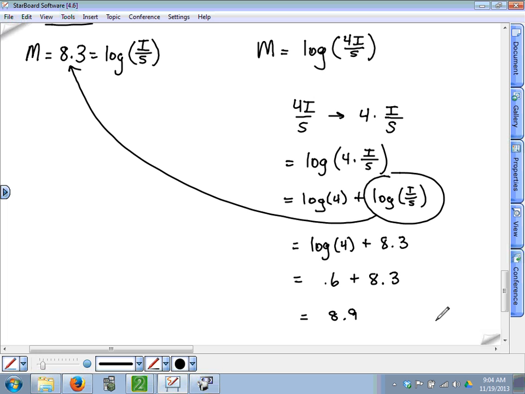Yeah? Wait, why don't you draw that arrow? Because we defined the log of I over S to equal 8.3. Log of I over S is equal to 8.3. So we replaced this with 8.3.